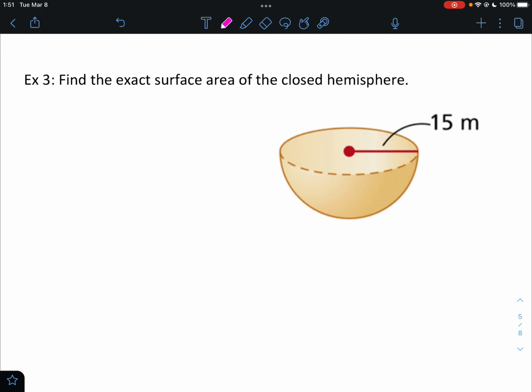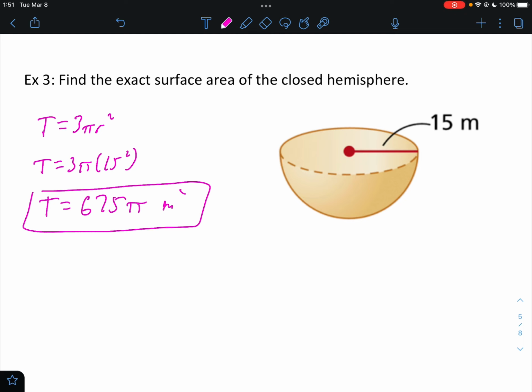Number 3 is just find the exact surface area of the closed hemisphere. So we're going to use T equals 3 pi r squared for this one. So it's 3 pi times 15 squared. And it says exact, so we don't want to type pi into our calculator. And that should give us 675 pi square meters.